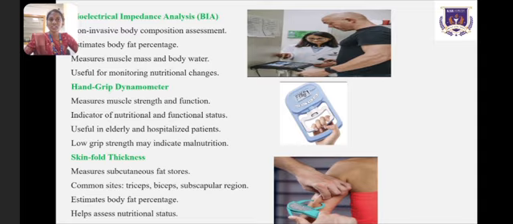And move to the bioelectrical impedance analysis. This is also an important assessment tool to evaluate the fat percentage in our body. This assessment tool helps to measure muscle mass and body water. And we know about the hand grip dynamometer. Dynamometer is used to measure muscle strength and function, and also to determine the functional status and nutritional needs of the person. And lastly, skin fold thickness is used to measure the fat stores, especially in the tricep, bicep and subscapular region, to estimate the body fat percentage by the skin fold thickness method.